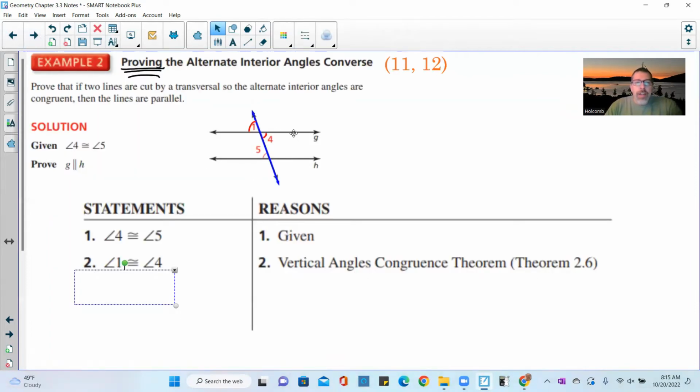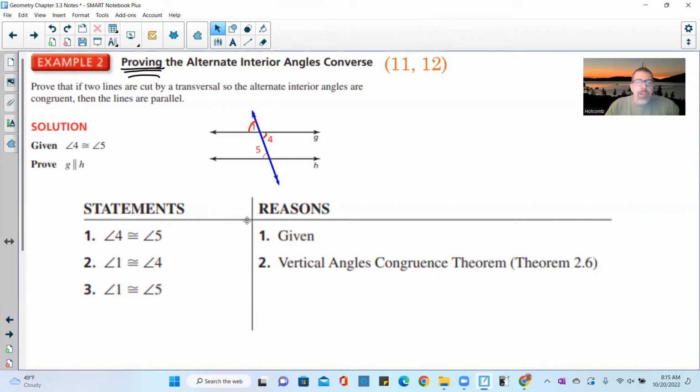Well, in all actuality, angle 4 and angle 5 are alternate interior angles. We didn't even need to mention 1 congruent to 4, but it's okay if we do. If we said angle 4 is congruent to angle 5, then G is parallel to H, because we could have said 4 and 5 are alternate interior angles, and since they're congruent, the lines are parallel. But in this situation, we can now say angle 1 is congruent to angle 5.